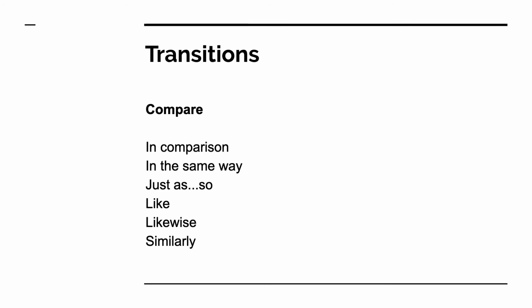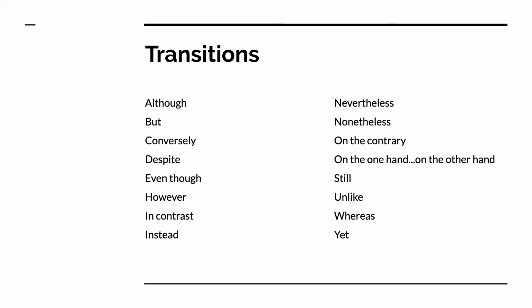And then these are also in your textbook, but these are the transitions for comparing: in comparison, in the same way, just as, so, like, likewise, similarly. And these are the transitions for contrast: although, but, conversely, despite, even though, however, in contrast, instead, nevertheless, nonetheless, on the contrary, on one hand, on the other hand, still, unlike, whereas, yet. So you can find those transitions in your textbook.